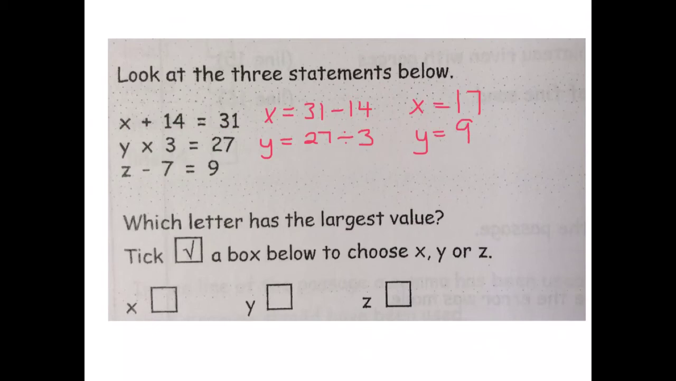And the final one, again, missing number at the beginning, do the inverse and you're winning. So z is found by taking our 9 and adding 7. So z, in this case, would end up being 16. You can check the 3 values and it's quite clear that x is the largest of the 3.